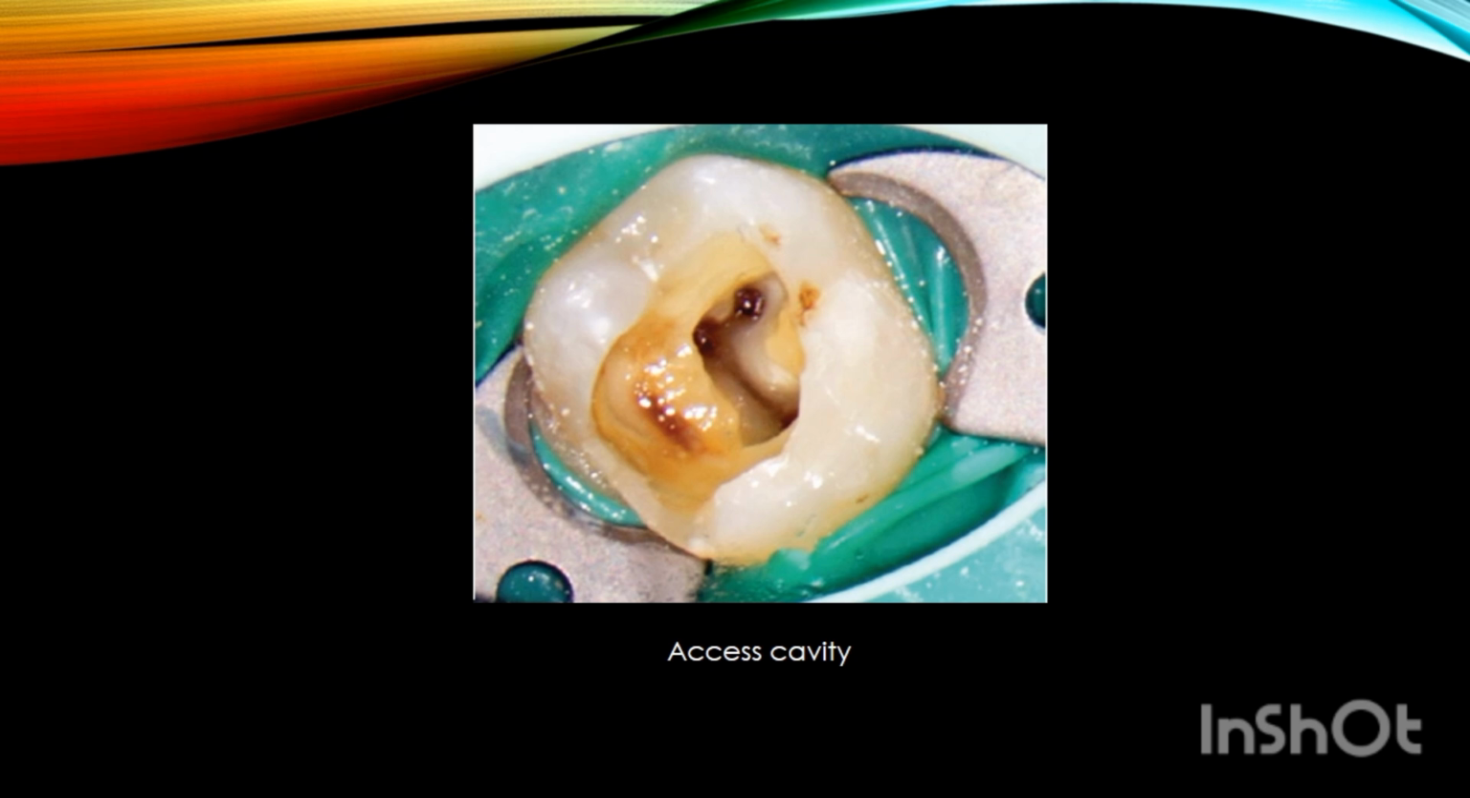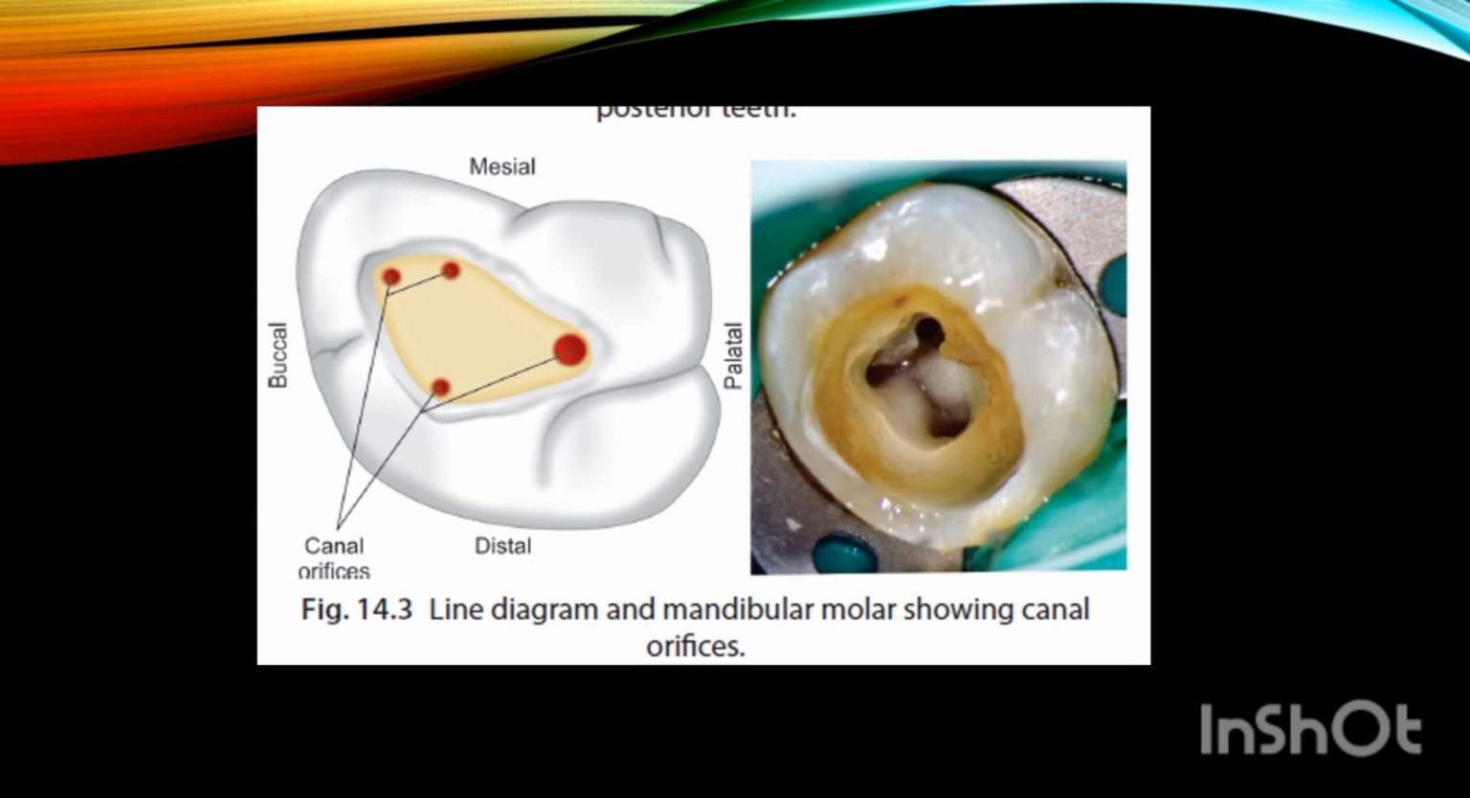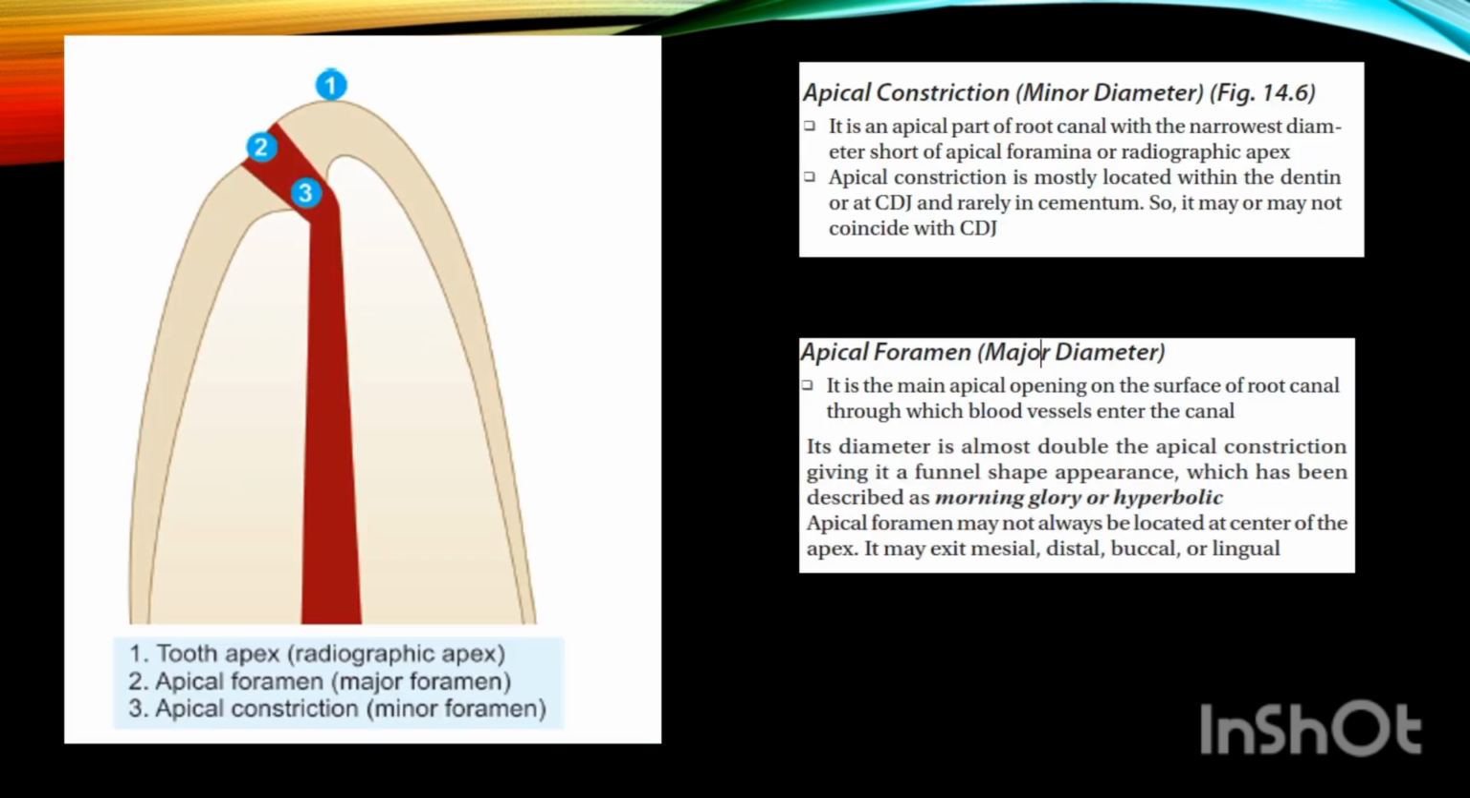Okay. Now let's discuss some of the important terminologies that you will come across while you go through the endodontics subject. In this picture, you can see the access cavity that is prepared. What do you mean by access cavity? It is nothing but clearing the area in such a way that you are able to visualize the canal orifices. In this picture, you can clearly see the 3 orifices.